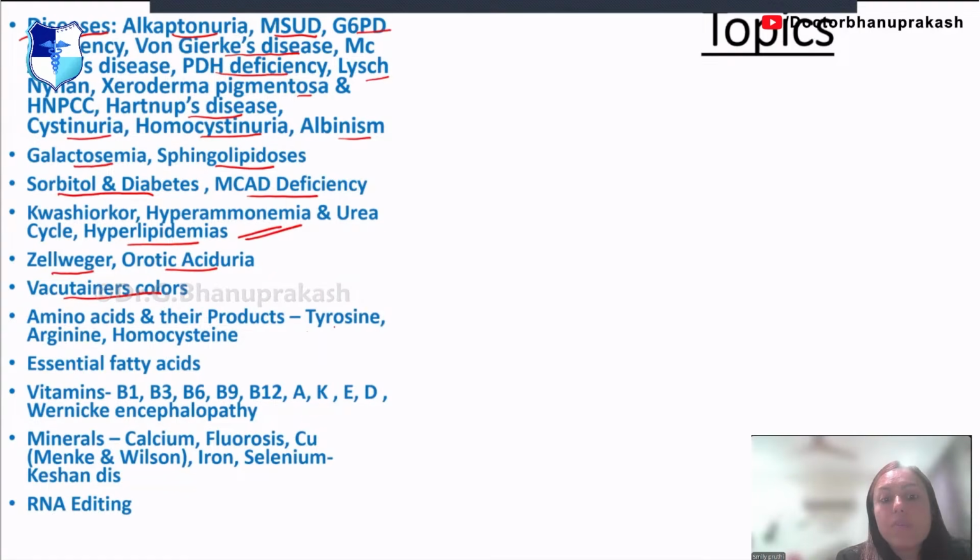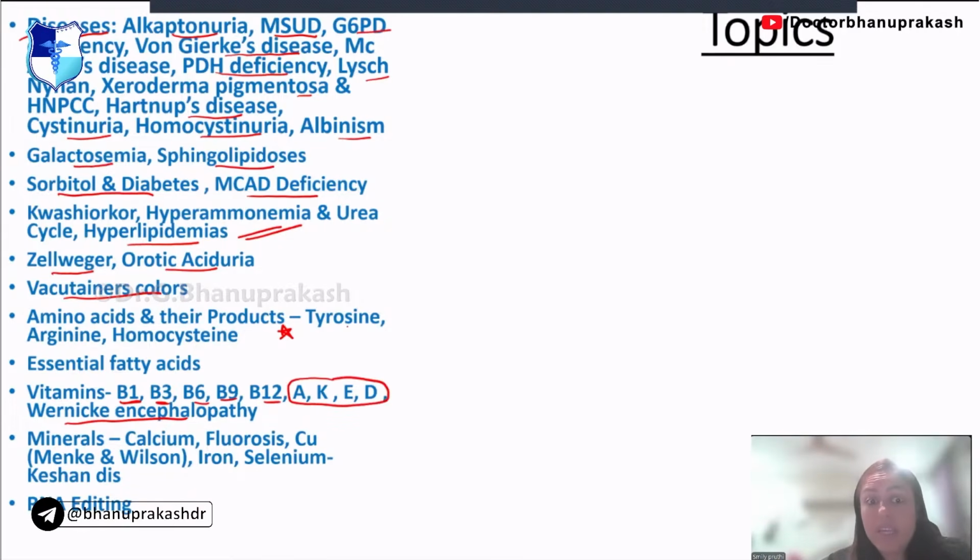Then amino acids and their products are frequently asked, okay, especially tyrosine, arginine, homocysteine. Then essential fatty acids, linoleic, linolenic. Then vitamins which are frequently asked, B1 and B3 are most common, right? Wernicke encephalopathy occurs due to B1 deficiency, especially in alcoholics. Then B6, B9 folic acid, B12, then fat soluble A, K, E, and D.